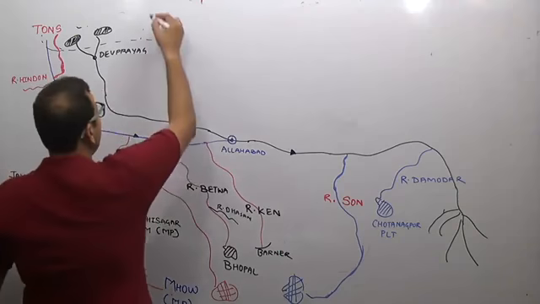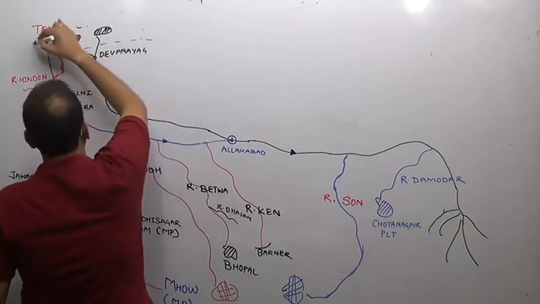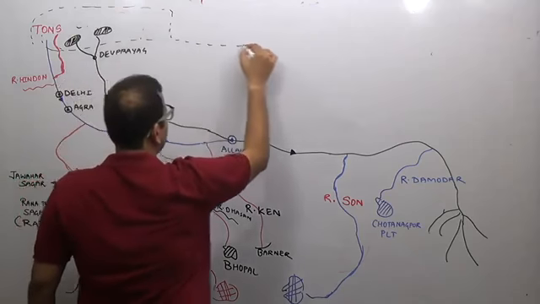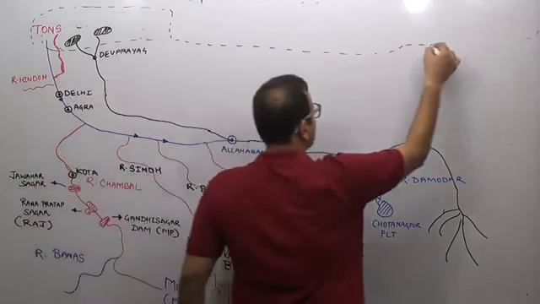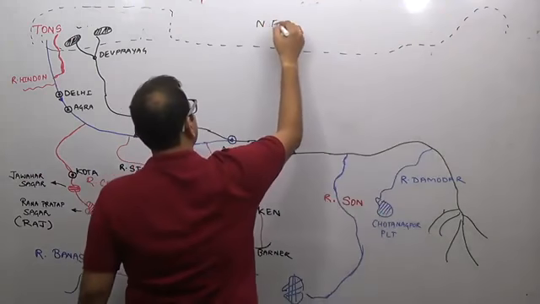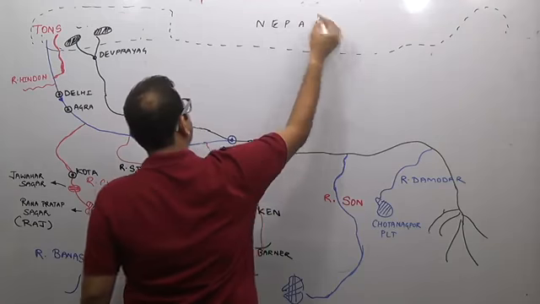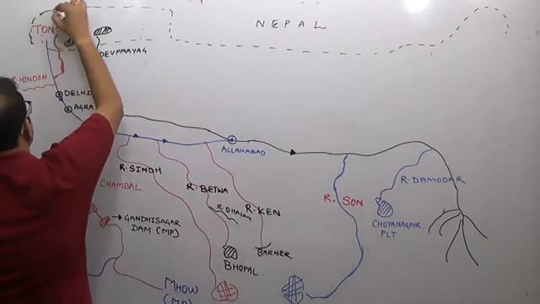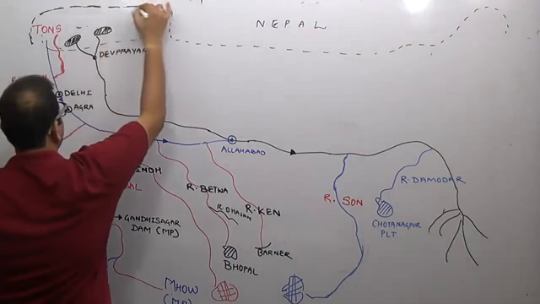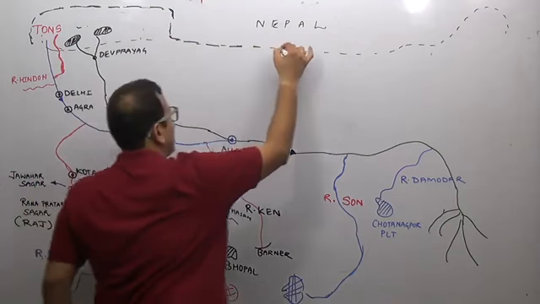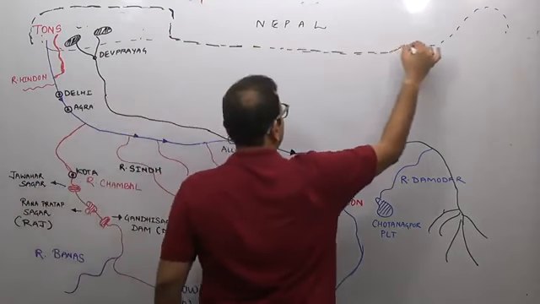Now see here how the river Ganga is. This is the Kumaon Garhwal region. Then this is the Nepal region. While this part is Uttarakhand state of India. Then here is the Nepal.